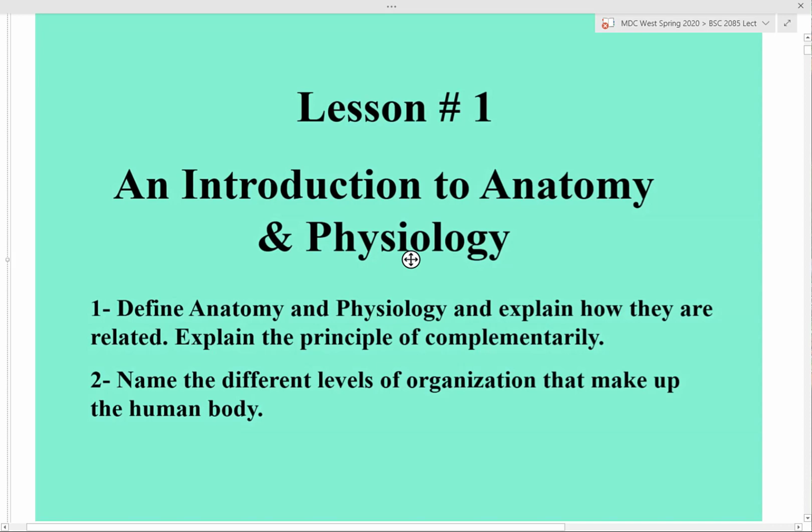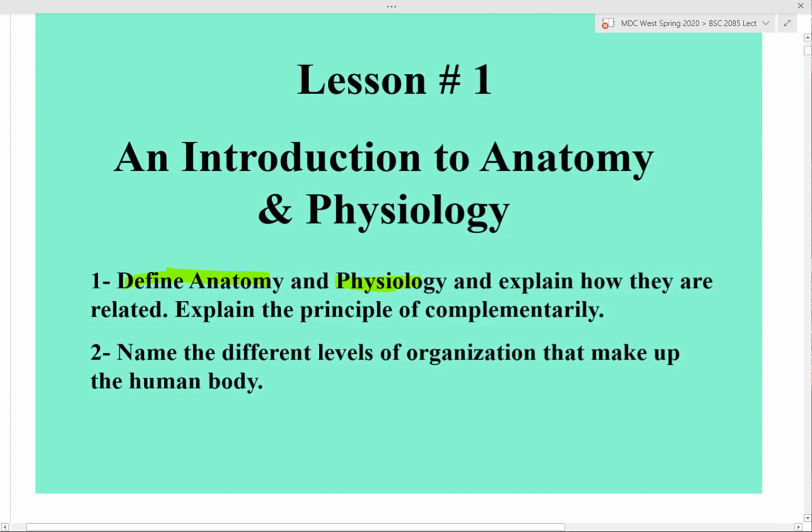So the first thing we're going to do is define what anatomy is and what physiology is, okay? And I'm going to explain how they're related. Name and differentiate all of the levels of organization. So in other words, it's just two definitions, and know the levels of organization and how you actually see them or apply them in real life, okay, through this section.